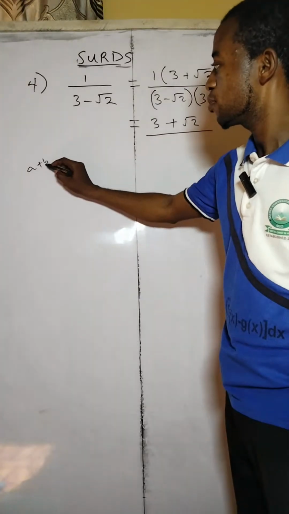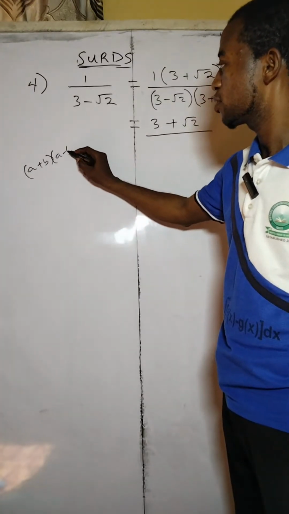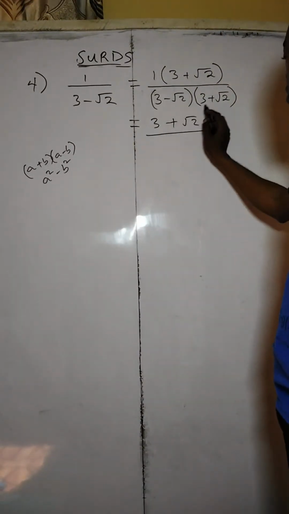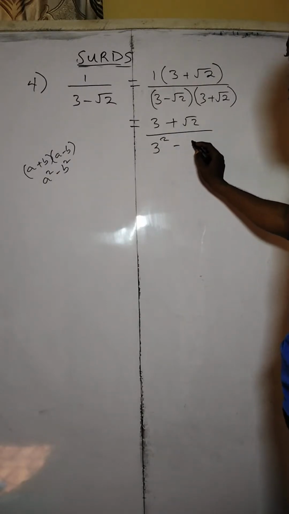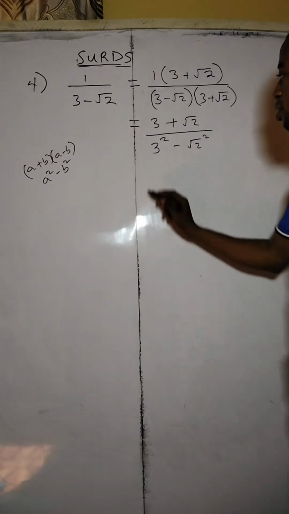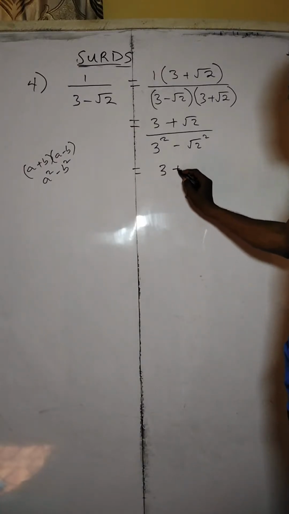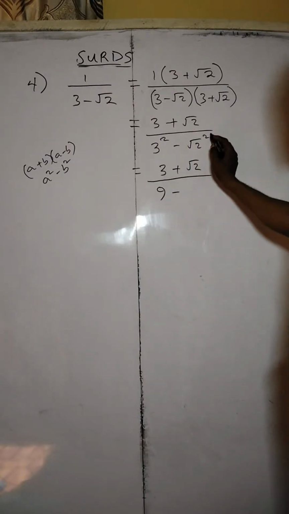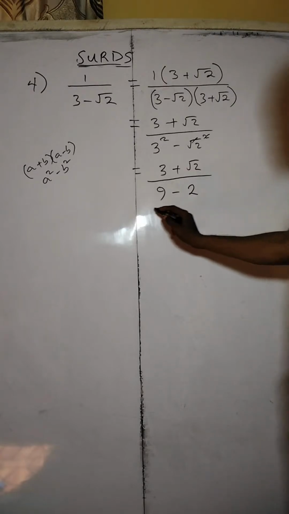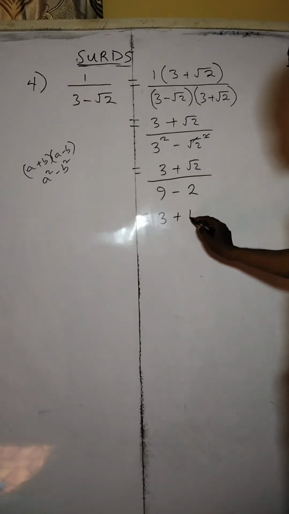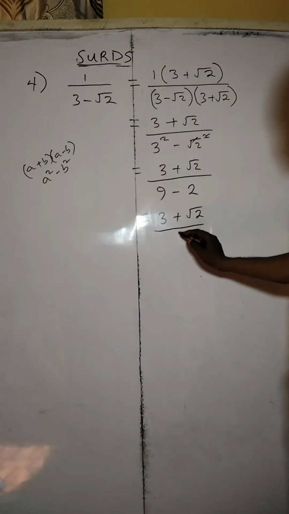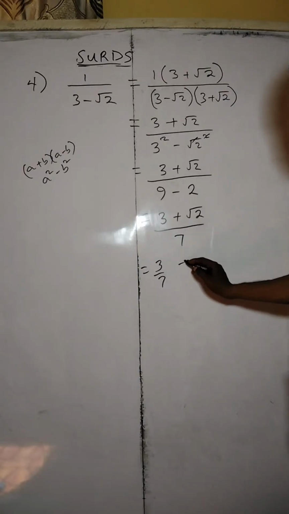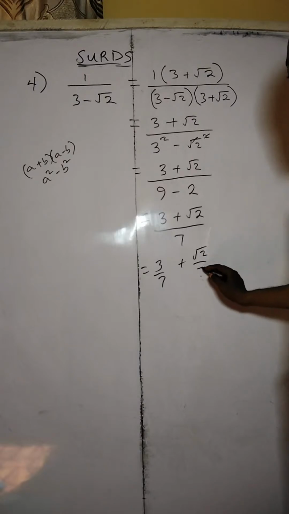And what we have been using, a plus b into brackets a minus b, can be written as a squared minus b squared. And here, following this, we have 3 squared minus root 2 squared. That is, here, we can say this is 3 plus root 2 over 3 squared, 3 times 3, that's 9, minus the square cancels the square root, that's 2. That is, here, we have 3 plus root 2 over 9 minus 2, that's 7. And if you like, you can separate this as 3 over 7 plus root 2 over 7.